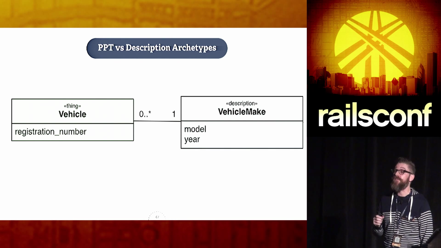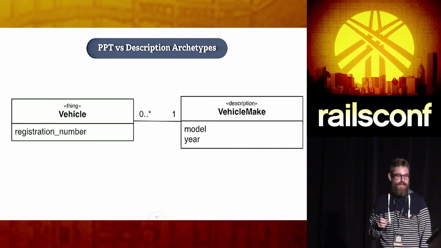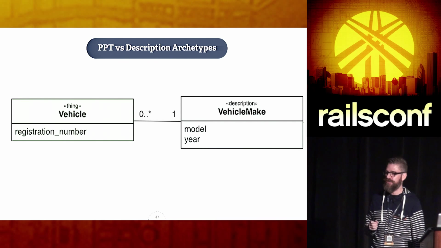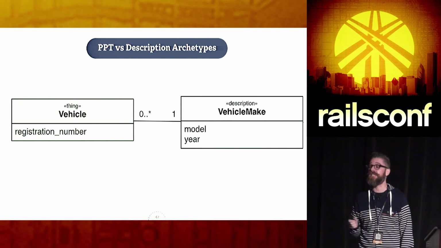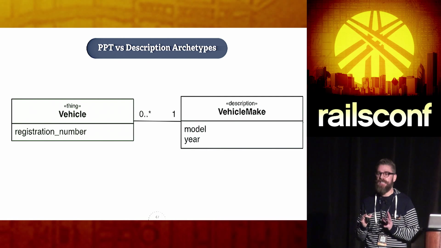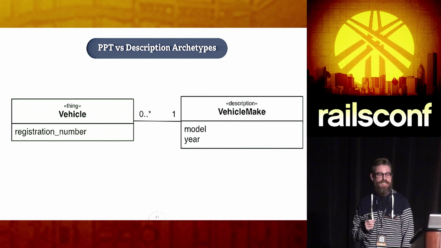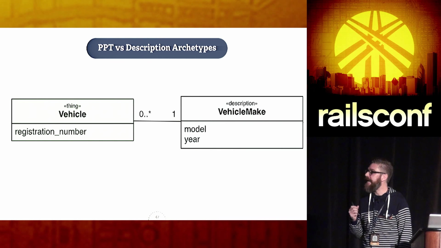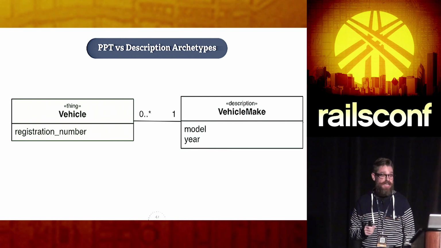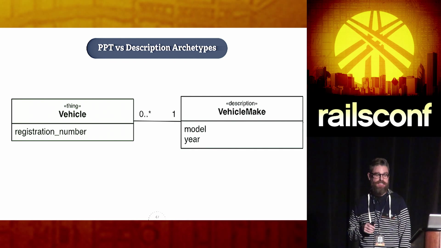Now here's our description of the PPTs. A PPT versus a description. I was talking about how descriptions might be a little tough to grasp, so I'm just going to go through an example here. Here we have a vehicle that's uniquely identified by a registration number. And we have a vehicle make that describes that vehicle. It describes the model, and it describes the year that model was released.